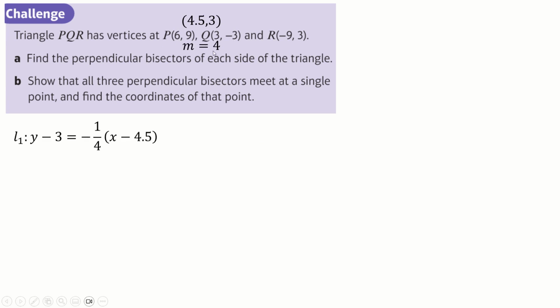And then I'm going to set up the negative reciprocal as minus a quarter, and then I can use either one of these 2 points here as x1 and y1 in this formula. You can tidy that up and you get this. You do the same thing for the Q and R and then for P and R.